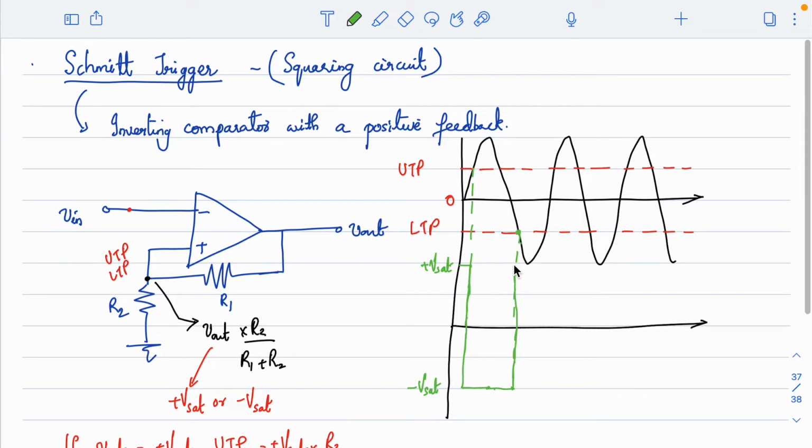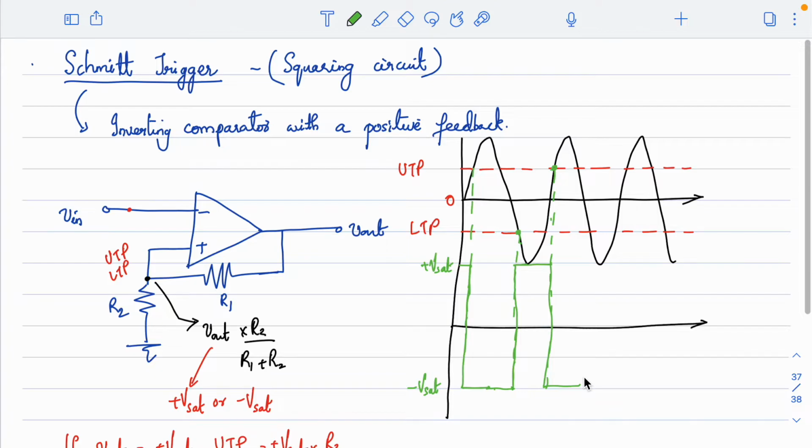The moment output goes to plus Vsat, now the reference point will become this, right? So once the reference point becomes plus Vsat, till then it will remain in plus Vsat, and again this cycle will continue, right? So this is how a basic Schmitt trigger works. It basically works with the help of two threshold points. One is the upper threshold point and another one is the lower threshold point, right?